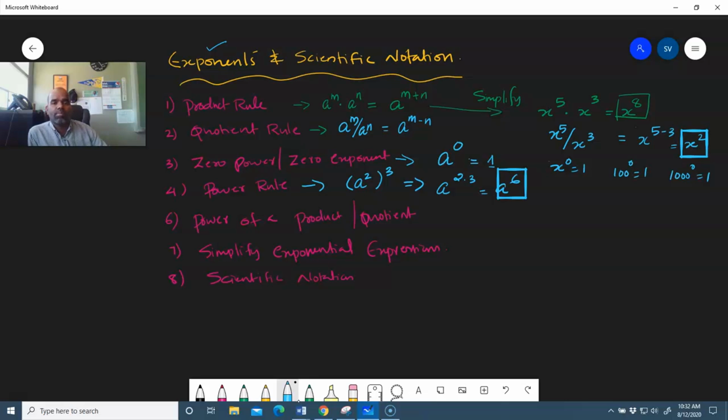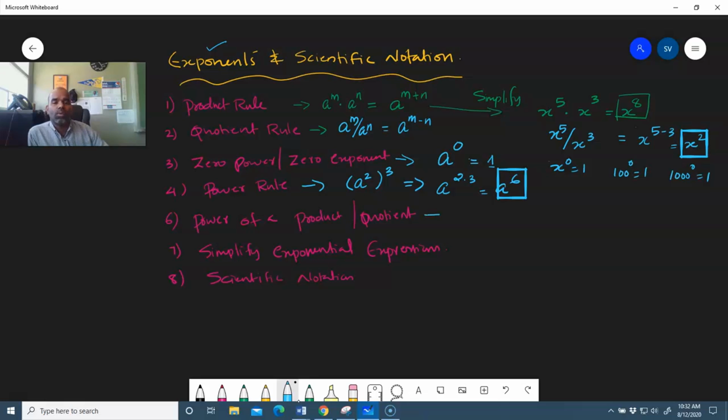So a to the power m times a to the power n, they will write a to the power m plus n. They will use the same rule here, a to the power 2 plus 3. So 2 plus 3 is 5. But the answer is a to the power 6, because we need to use the power of exponents, or the power rule of exponent.